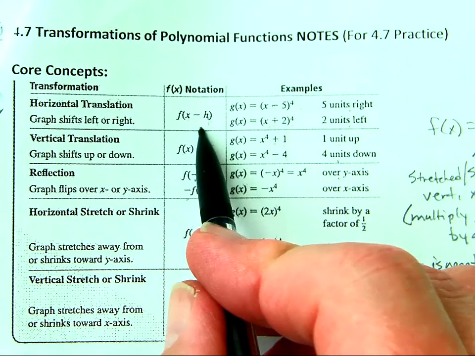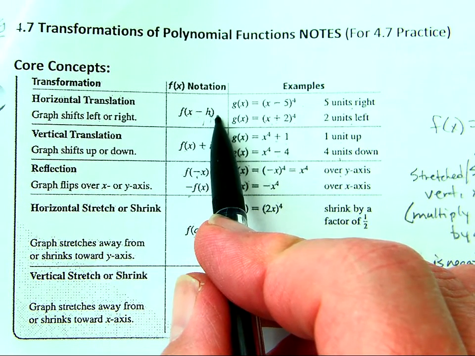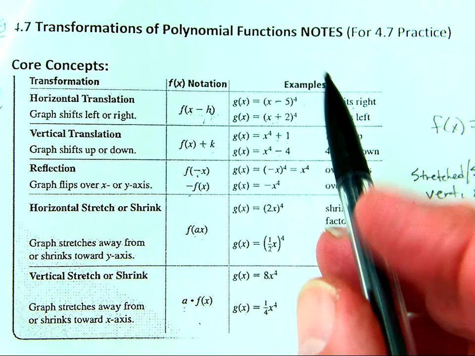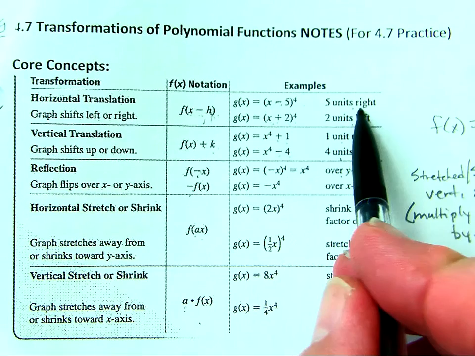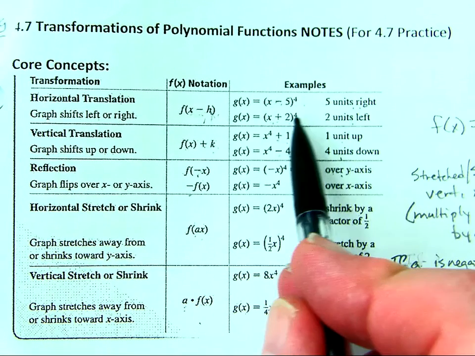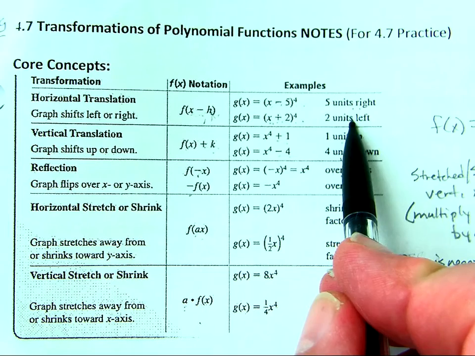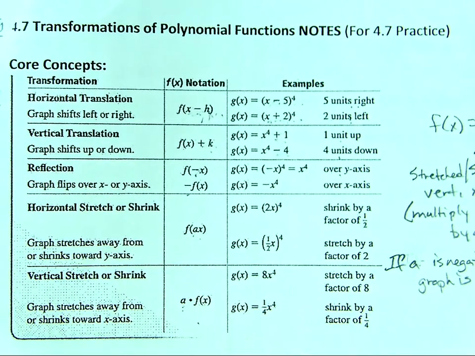First, if there's a number in here with the x, like x minus h, that's a horizontal shift or horizontal translation. It goes left or right. And anything in with the x, it's kind of the opposite of the way it looks. Like here, notice inside there's an x minus 5. Well, that's shifted 5 to the right. If inside there was an x plus 2, that's shift left 2. Because it's x minus h, so that's opposite.